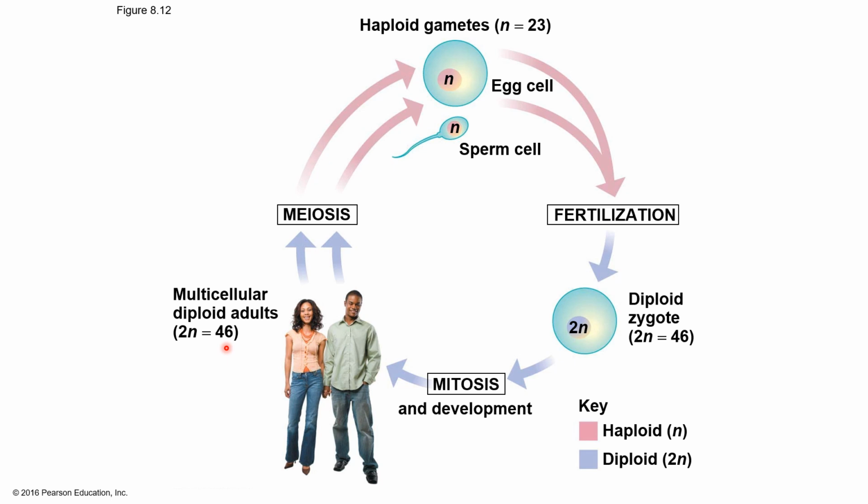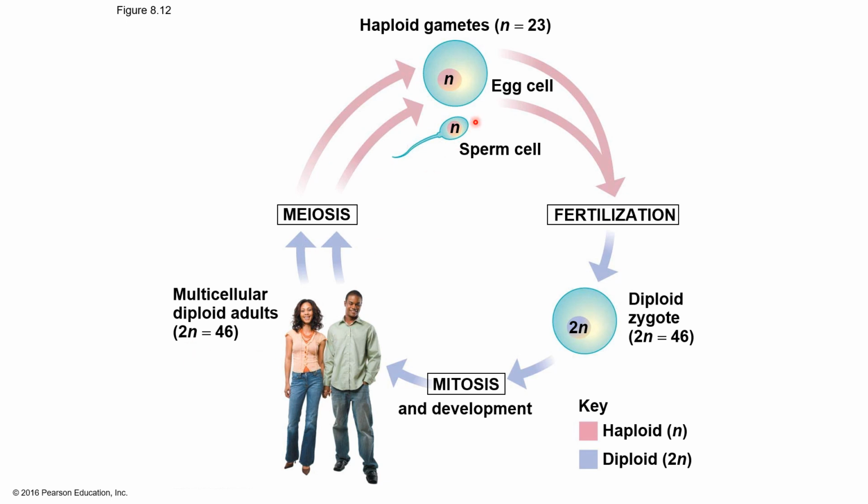When we talk about having the full set of chromosomes, all 46 chromosomes, we refer to that as diploid or 2N. 2N meaning that you have two copies for each chromosome. And again, why do you have two copies for each chromosome? Because one is coming from your mom and one is coming from your dad.